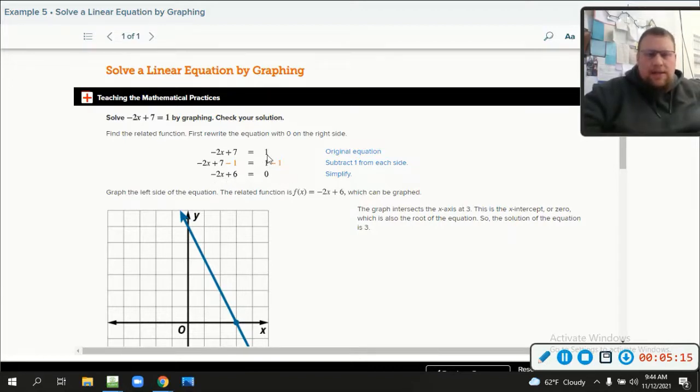How do I do that? Because I'm going to take negative 2x plus 7 equals 1, subtract 1 from both sides, and again we get negative 2x plus 6 equals 0. Once we get that, what do we do?